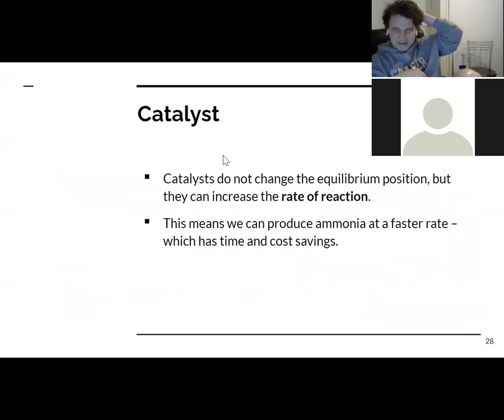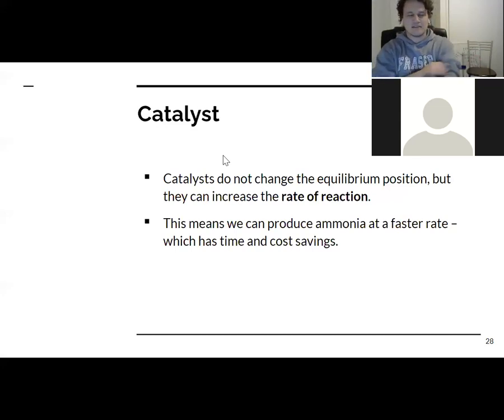So we have these catalysts, and they just help the reaction get to that endpoint faster. When we're dropping the temperature, we're allowing for theoretically more ammonia to be produced, but the reaction of producing ammonia will slow down. So we add these catalysts to increase the rate of reaction. Changing the conditions will mean that theoretically we can get more, but if we drop the temperature too much, it takes too long to get to that.